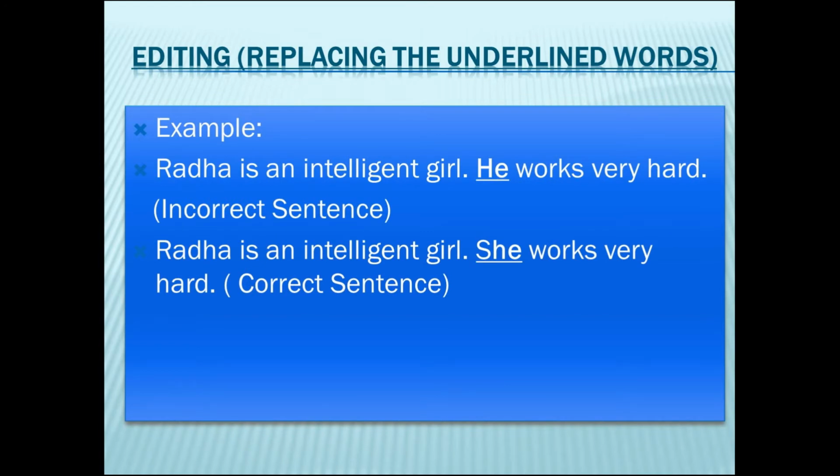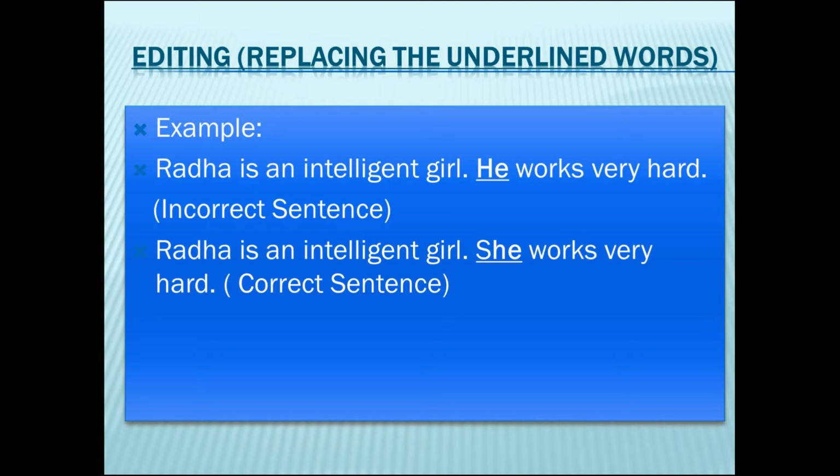Now, let's see the first one, that is editing, replacing the underlined words. In this kind of editing, you are given a sentence, say something of this kind, and there is an incorrect word in it which is underlined, and you have to replace the underlined word with a correct one. Right? Now, let's see the example.